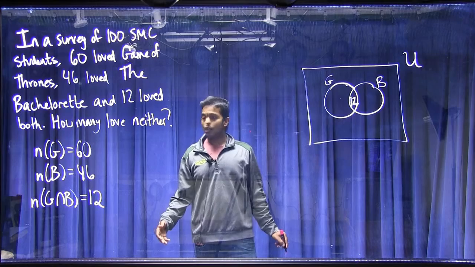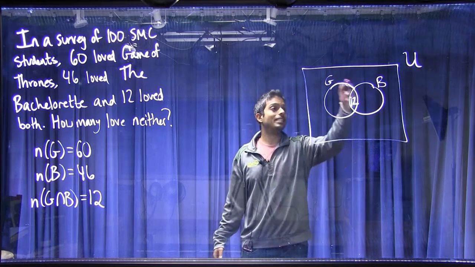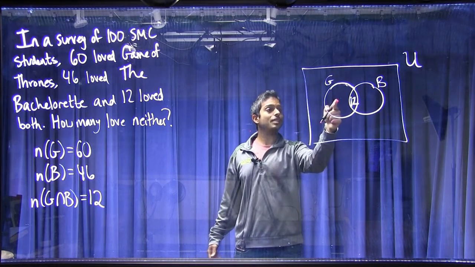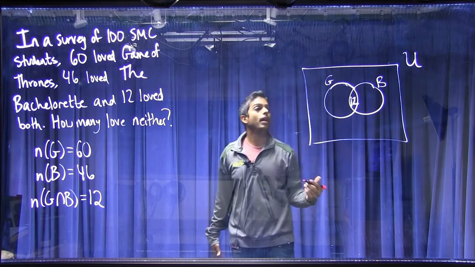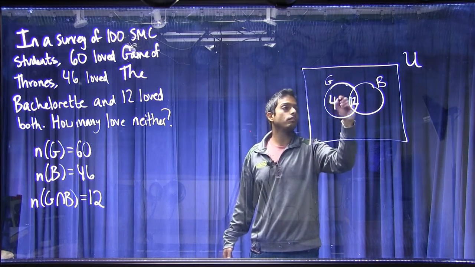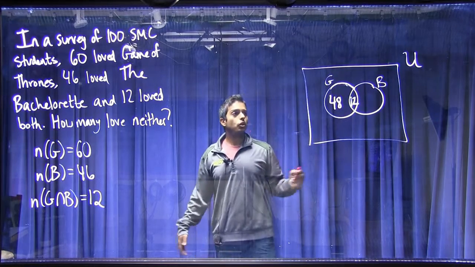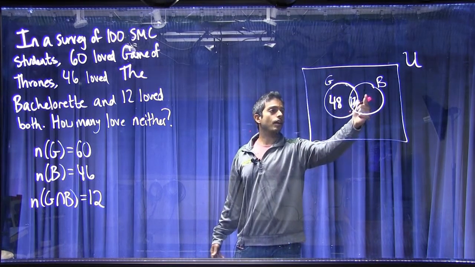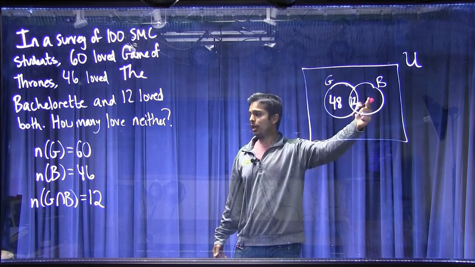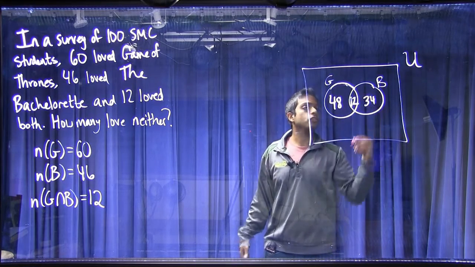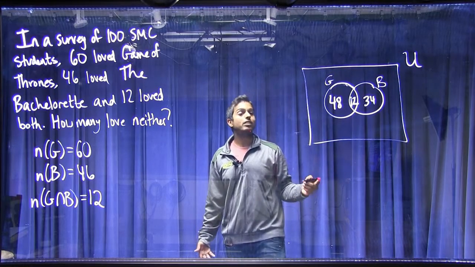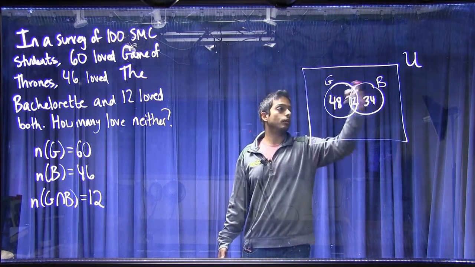That means in G total we need 60. So 60 minus 12 is the number that goes right there, and 60 minus 12 is 48. Similarly, to figure out the number of elements in that set, we have to do 46 minus 12, which is 34. That way there are a total of 46 elements in B.